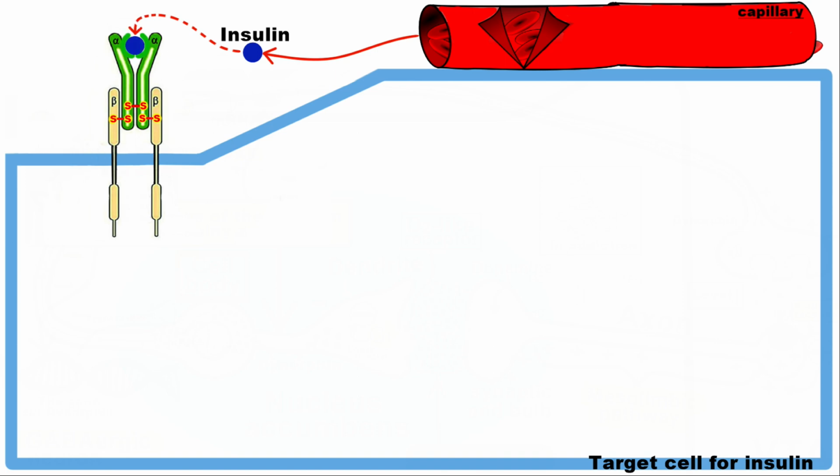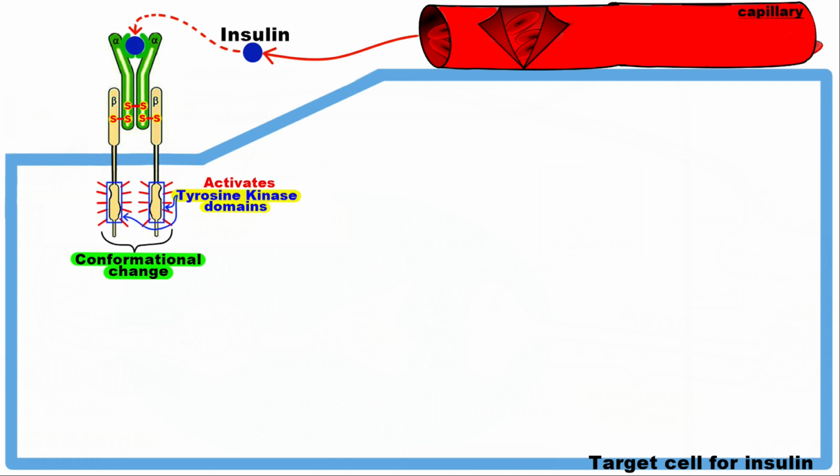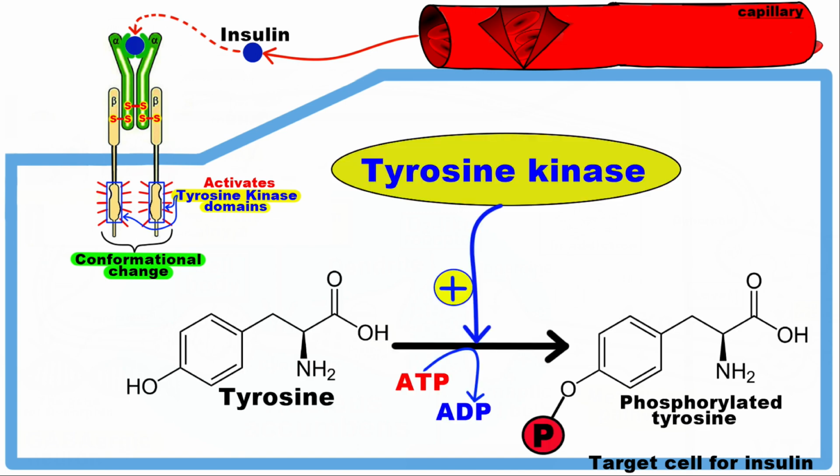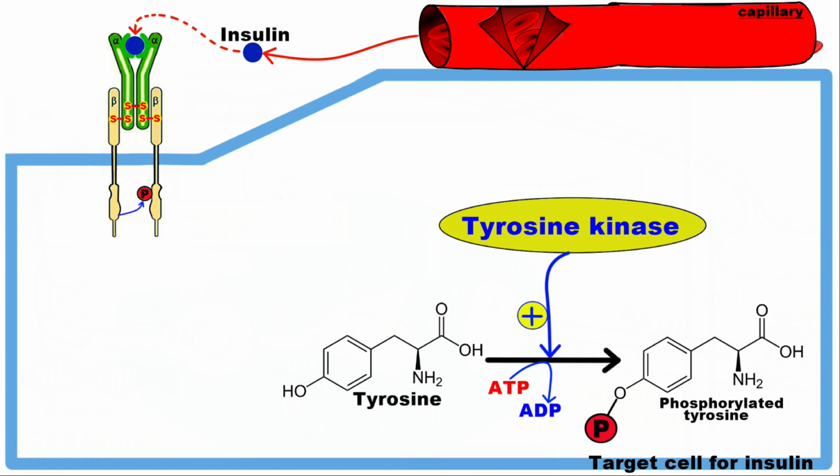This also causes the beta subunits to move closer. This results in a conformational change of the protein, which activates the tyrosine kinase domains on each beta subunit. A tyrosine kinase is an enzyme that phosphorylates tyrosine amino acids on target proteins and enzymes. The tyrosine kinase activity causes the autophosphorylation of several tyrosine residues on the opposite tyrosine kinase domain.